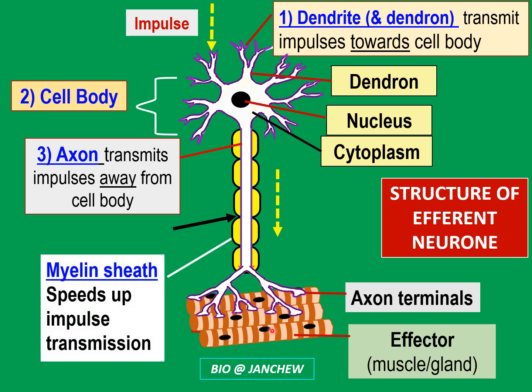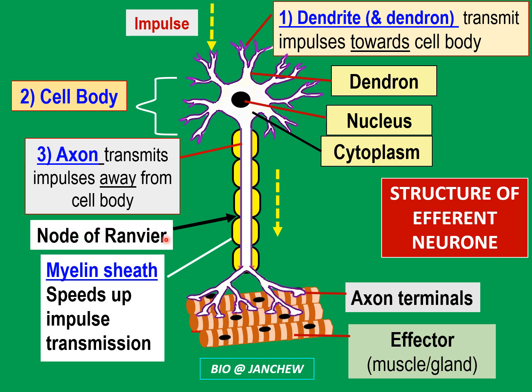Now let's look at the axon. The axon is not just a projection sticking out. It has a sort of a coat around it called the myelin sheath. This myelin sheath is very important because it can speed up the transmission of impulses very much. It is made up of a fatty substance that is whitish in color, and it has gaps called the nodes of Ranvier.